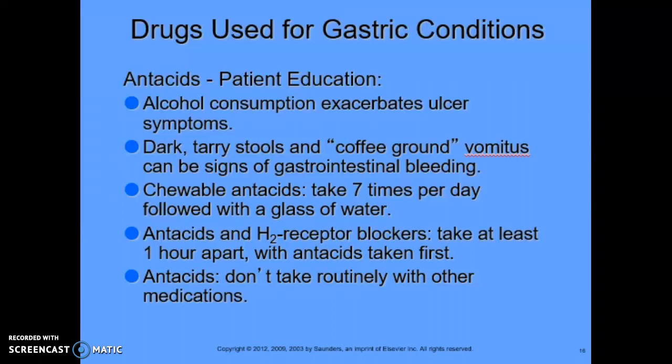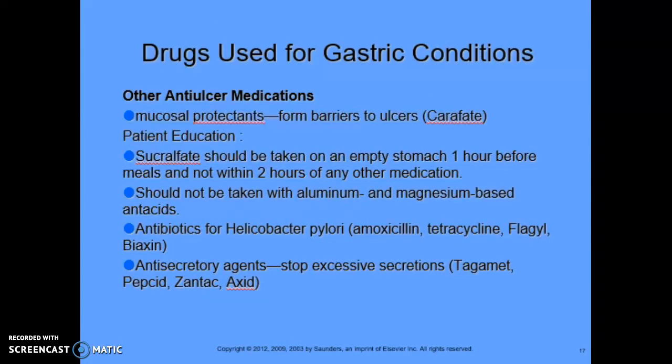Antacids and H2 receptor blockers should be taken at least 1 hour apart, with the antacid being taken first. Antacids shouldn't be taken routinely with other medications unless you have checked with your doctor and made sure of how those medications react. So what food items tend to aggravate stomach and gallbladder conditions? Some of these might be cola, coffee, acidic juices, chocolate, and certain spices.